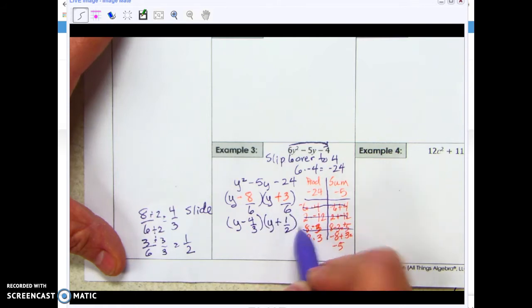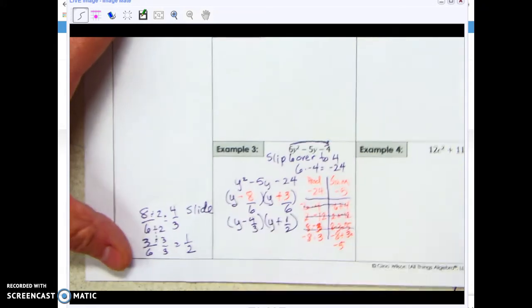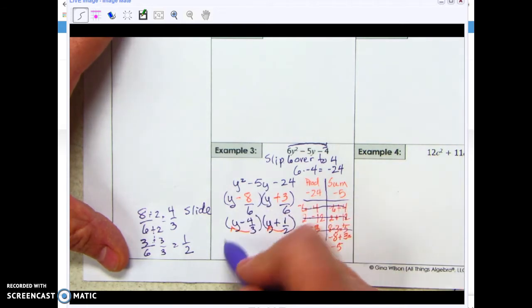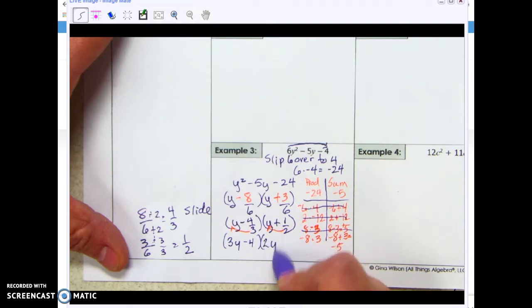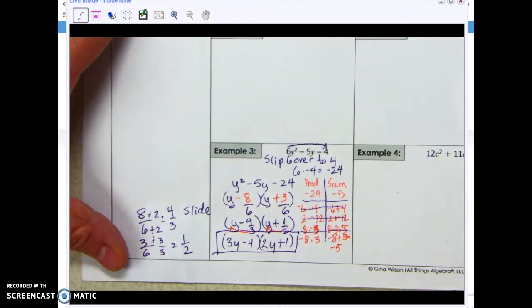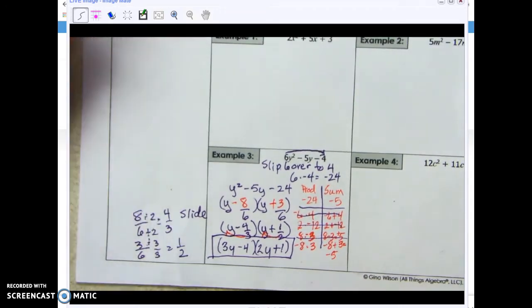Now I'm going to do the slide again. And I'm going to slide this 3 there and this 2 there. So my finished factor is going to be 3y minus 4 times 2y plus 1. And there's my answer. I hope that makes sense to you.